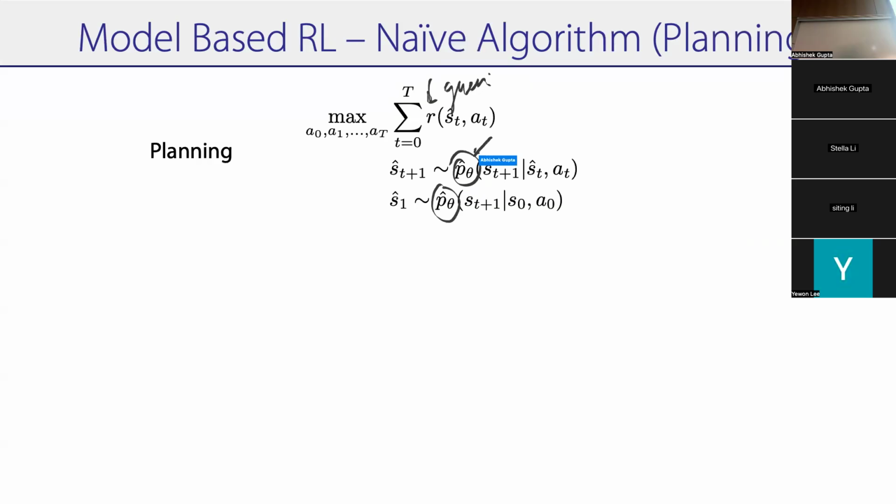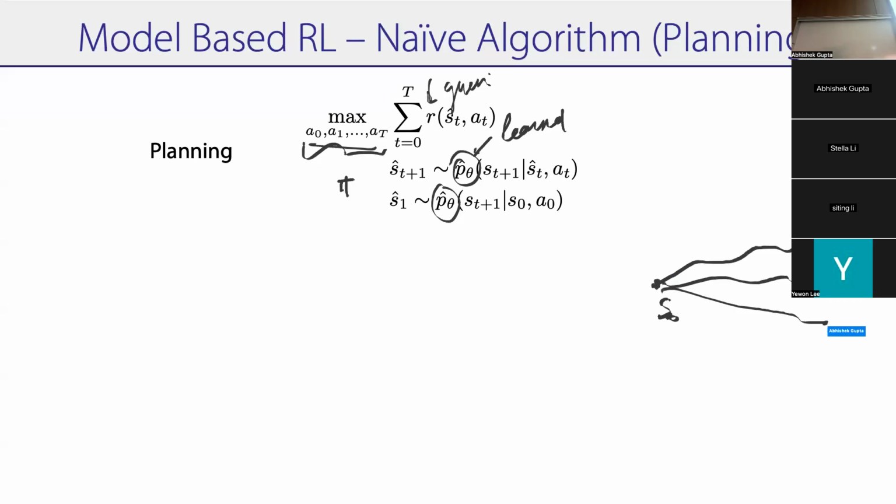This you've learned, and you're trying to find the maximum sequence of actions. Okay? So remember, unlike policy learning, policy gradient, we're not trying to find a pi. You're just trying to find a sequence of actions. So one way of thinking about it is you're at this state and you're imagining many possible futures, right? And then you're picking the best one.